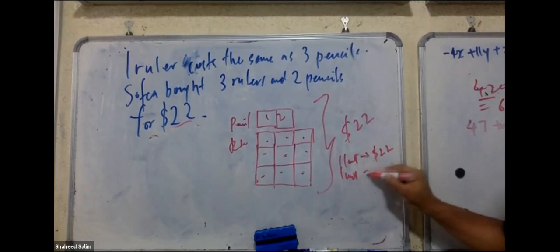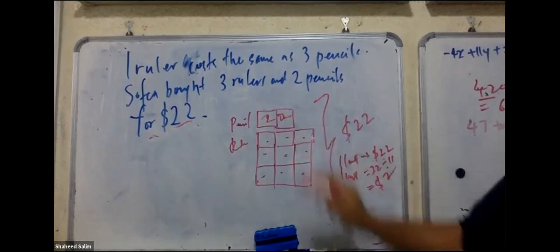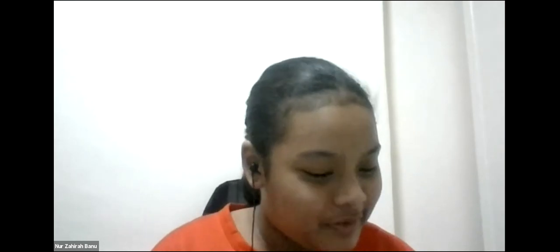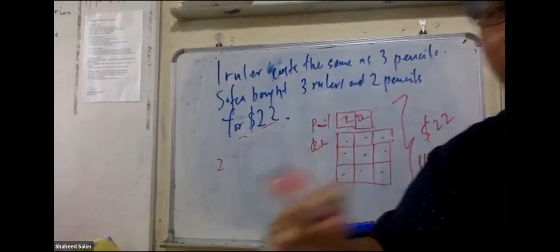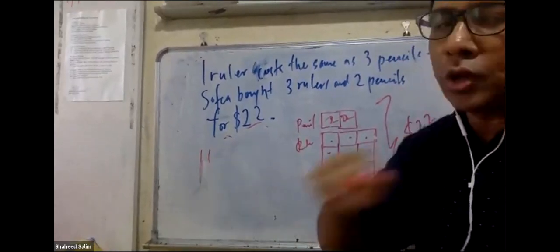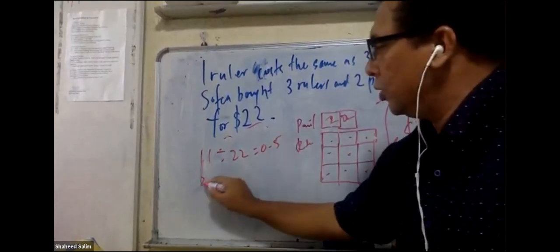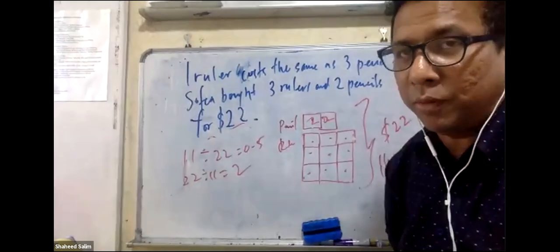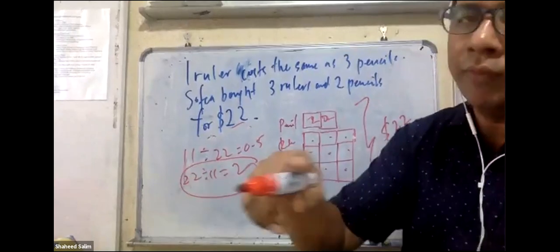1 unit, 22 divided by 11 is $2. So 1 unit is $2, so 1 pencil is $2. I take 22 divided by 11. I got 0.5? You got confused. You use your calculator: 11 divided by 22 is 0.5, but 22 divided by 11, you get 2. So 22 divided by 11 is 2. You took 11 divided by 22.